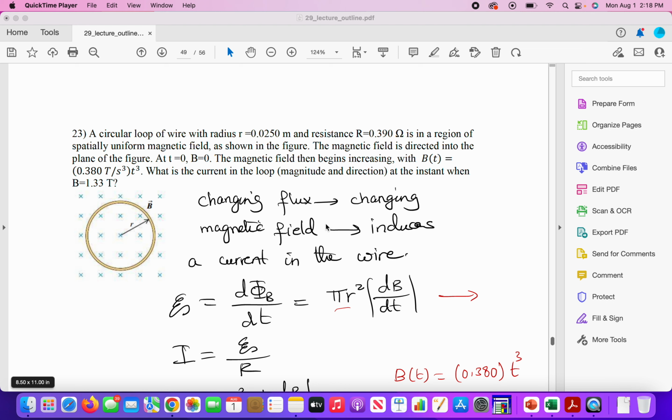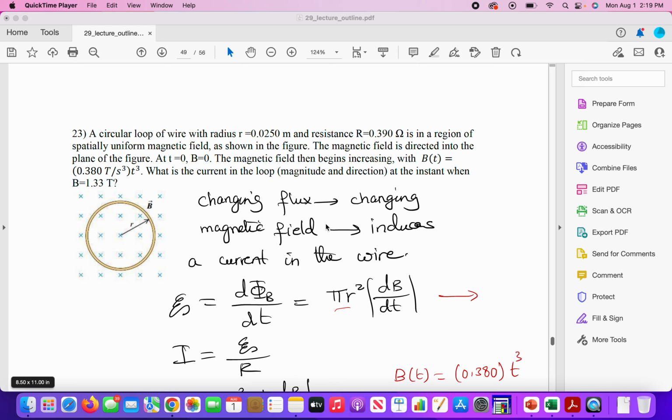The magnetic field then begins increasing with B as a function of t equals 0.380 Tesla per cubic second times t cubed. What is the current in the loop, magnitude and direction, at the instant when B is 1.33 Tesla? First, of course, a change in flux, meaning a changing magnetic field, induces a current in the wire.